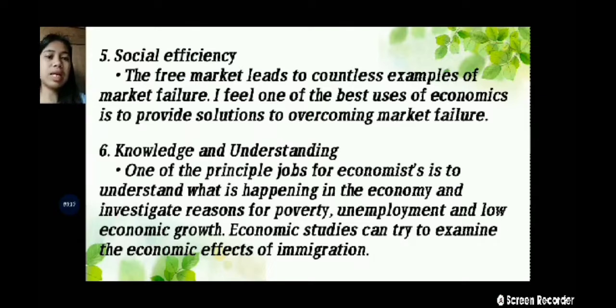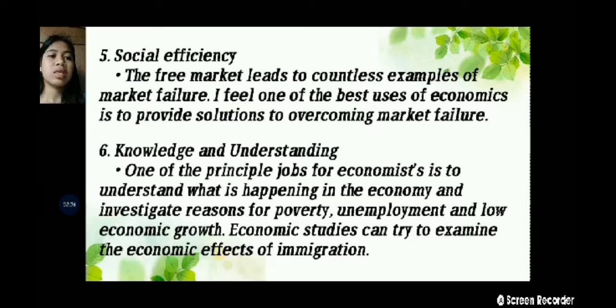Knowledge and understanding. One of the principal jobs for economists is to understand what is happening in the economy and investigate reasons for poverty, unemployment, and low economic growth.